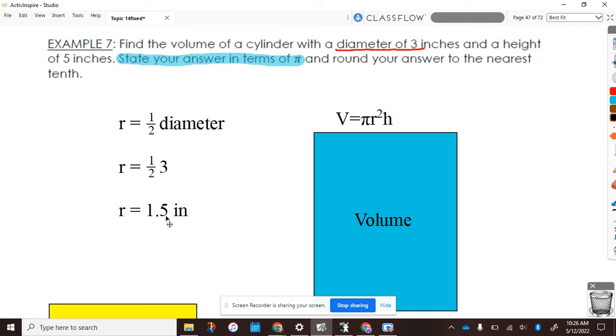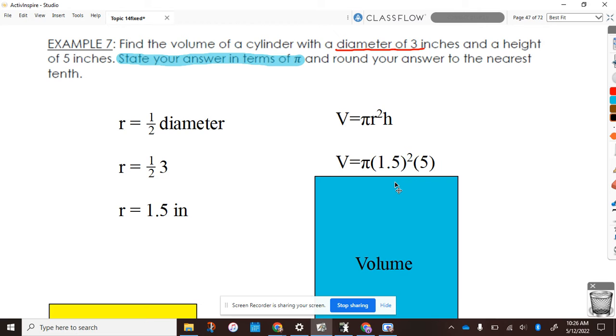So now we've got our r, that's going to plug in right there. We've got our h of 5, that was given to us up above. So pi r squared h is going to be pi times 1.5 squared times 5. Now, if we are stating an answer in terms of pi, you need to remember that in the calculator, we are not going to use pi.